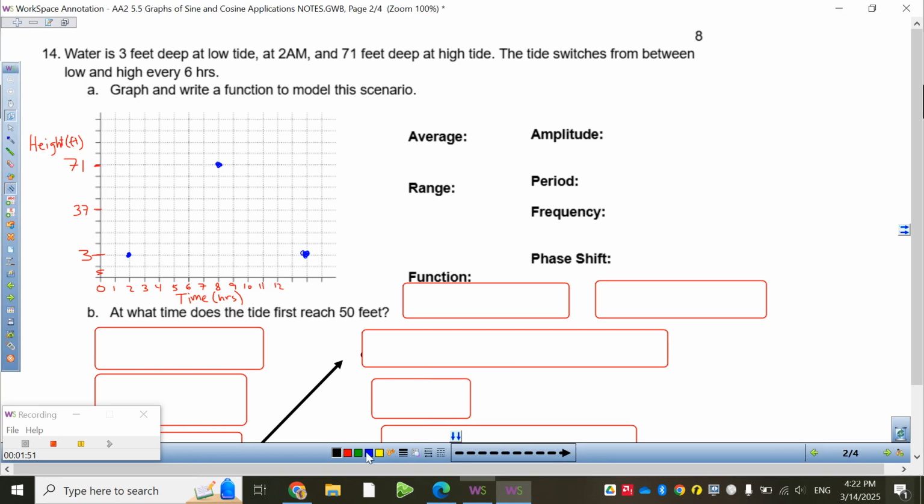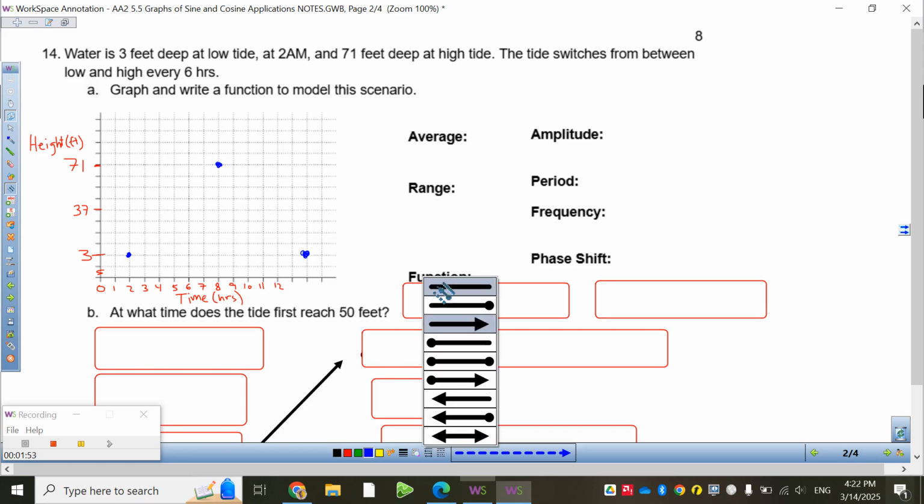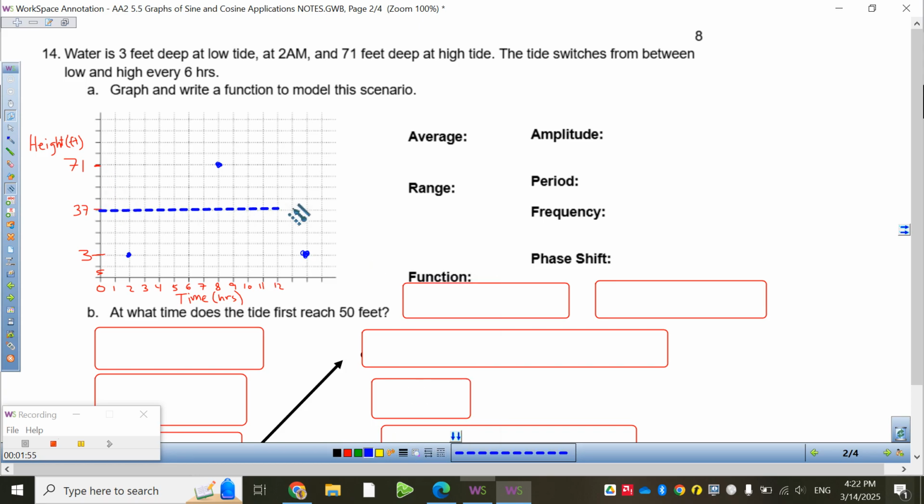Alright, so we know some key information here. I'm going to graph our midline, and then we can fill out our information about this problem. Okay, so that's our midline. We know that exactly in between 2 and 8 is 5, so we should have a dot on the midline at 5, and in between 8 and 14 is 11, and so we should have a dot on the midline at 11 here as well.